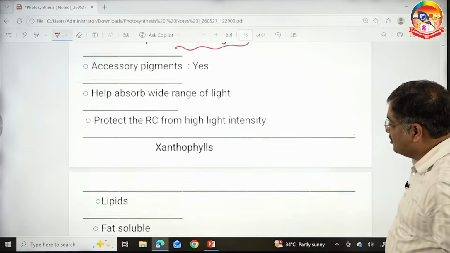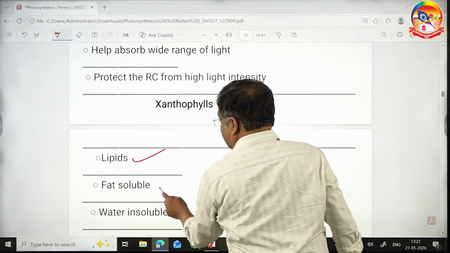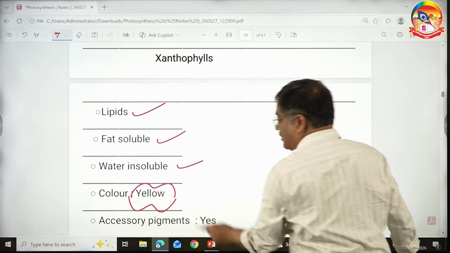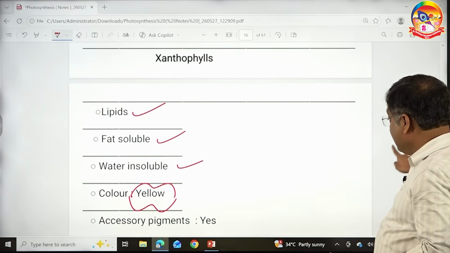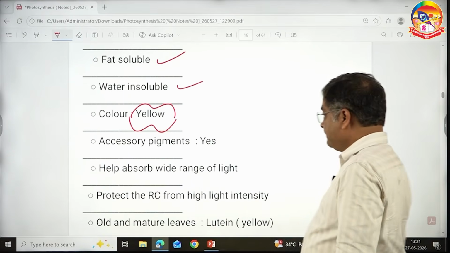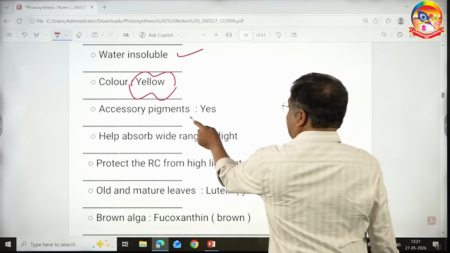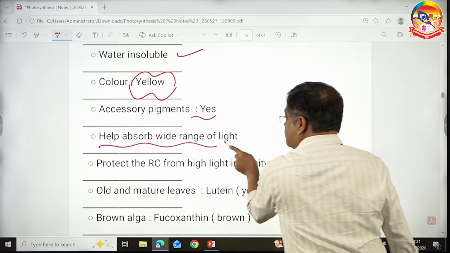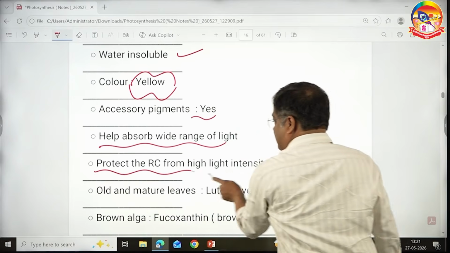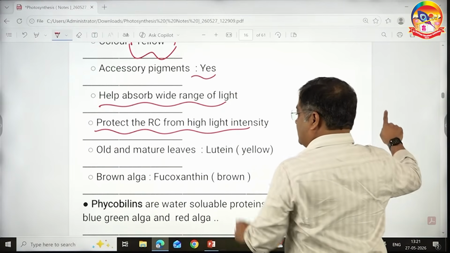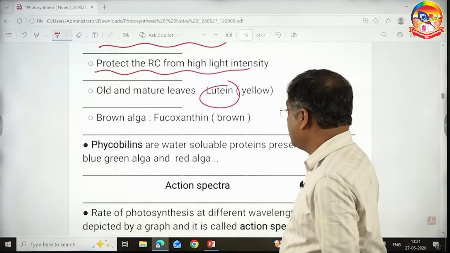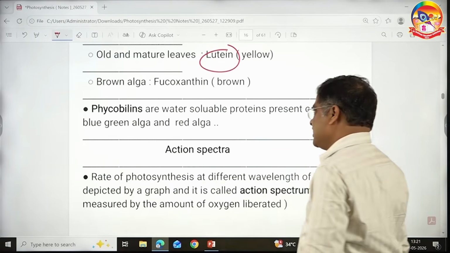Now let us talk about xanthophylls. Just like carotenoids, they are lipids, they are fat soluble, they are water insoluble. The color I told you is yellow. Lutein, I was talking about a yellow xanthophyll which is present in old mature leaves. Is it an accessory pigment? Yes, and it helps in wide range of light to be absorbed. Even carotenoids, it protects the reaction center from high intensities of light. This is the point which I was referring to. Brown alga is brown because of a xanthophyll called fucoxanthin. This is an outside chance.